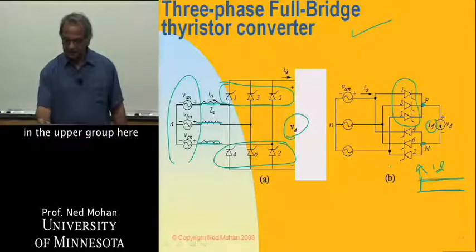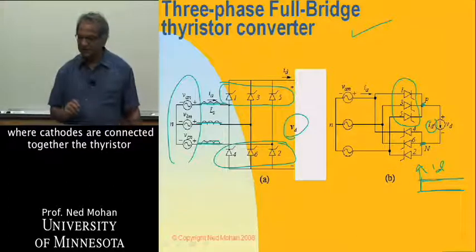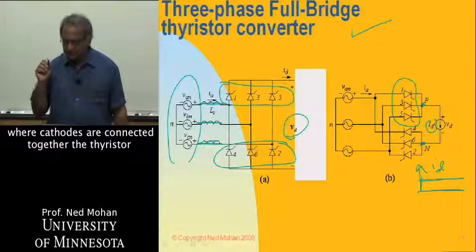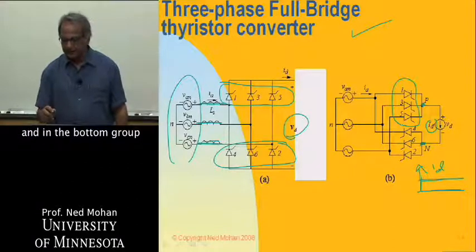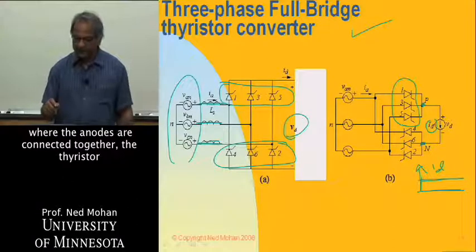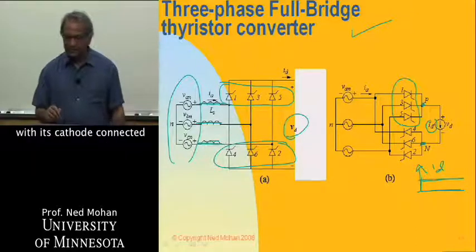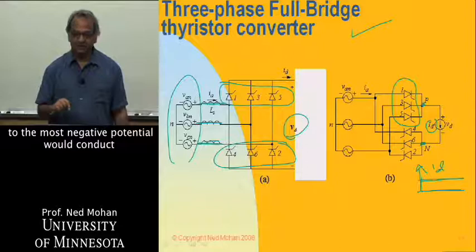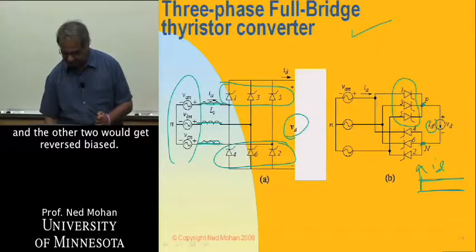In the upper group here, where cathodes are connected together, the thyristor with its anode connected to the highest potential would conduct, and in the bottom group, where the anodes are connected together, the thyristor with its cathode connected to the most negative potential would conduct, and the other 2 would get reverse biased.